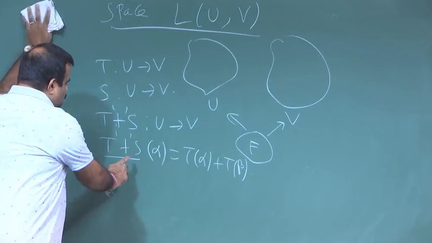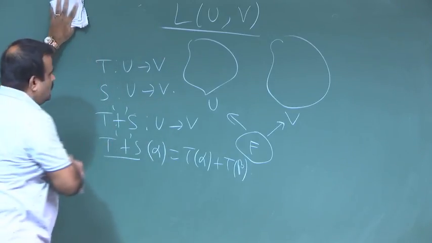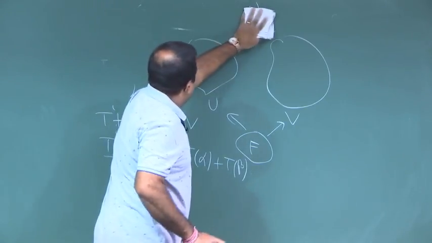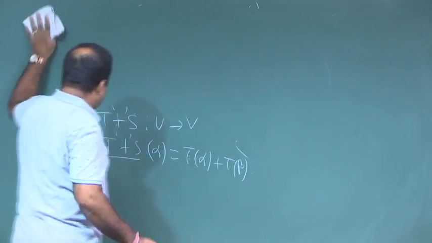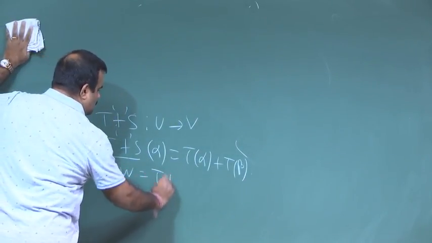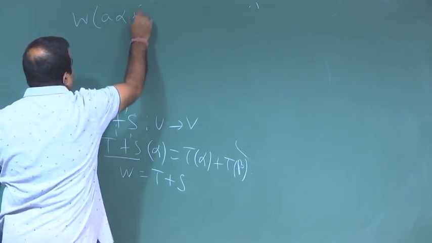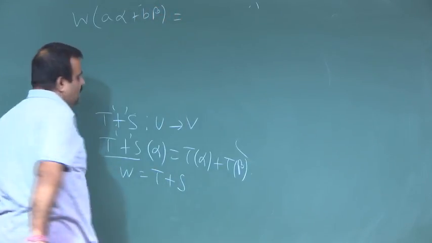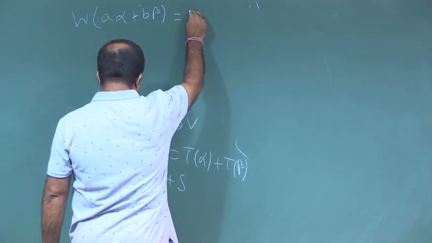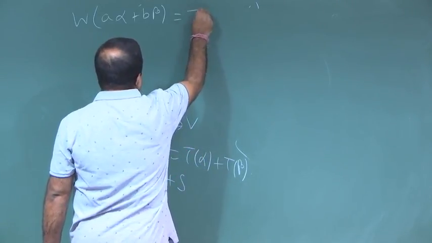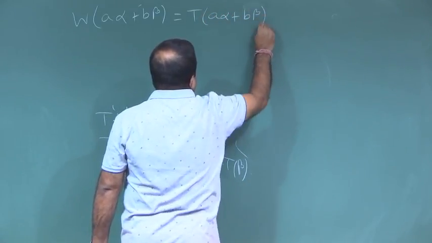So, now first of all we need to show this T plus S is a linear transformation. T and S both are linear transformations from U to V. So, how to show T plus S is also a linear transformation? Suppose T plus S is W. We need to show W of A alpha plus B beta is A W alpha plus B W beta. So, this is nothing but T plus S applied to A alpha plus B beta.